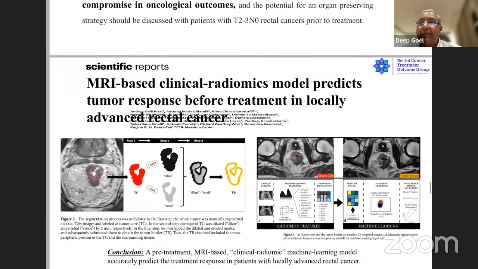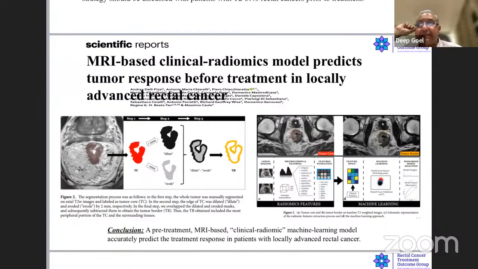Artificial intelligence is coming in a big way, and this is a very interesting article which I could lay my hands on, where they are applying an algorithm on MRI pictures with various pre-designated factors, and then they are predicting that probably this particular patient is not going to respond as expected to neoadjuvant treatment.